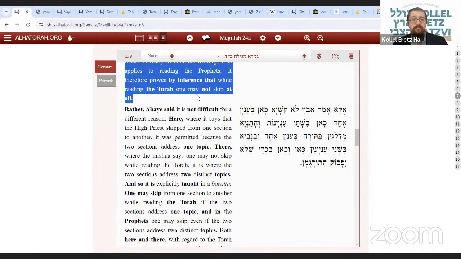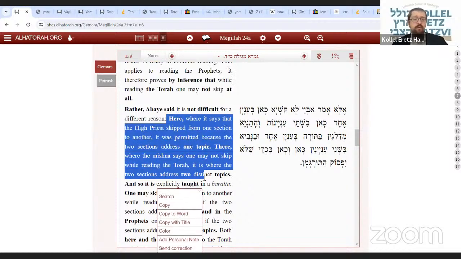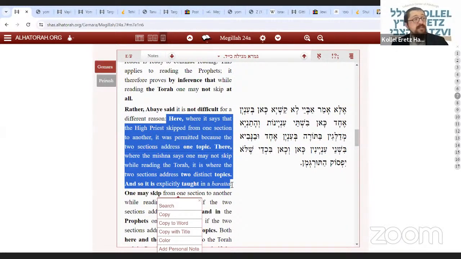Kan be'inyan echad. On Yom Kippur, when the Kohen Gadol skipped, he went from chapter 16 to chapter 23. Chapter 16 is about Yom Kippur in the Beis HaMikdash. Chapter 23 is Yom Kippur in the Jewish nation, in the Jewish home, and Jewish people. So it's both the same subject, the same topic. When 2 sections are read from the same topic, people will not get confused, because they're understanding we're still speaking about the same topic.